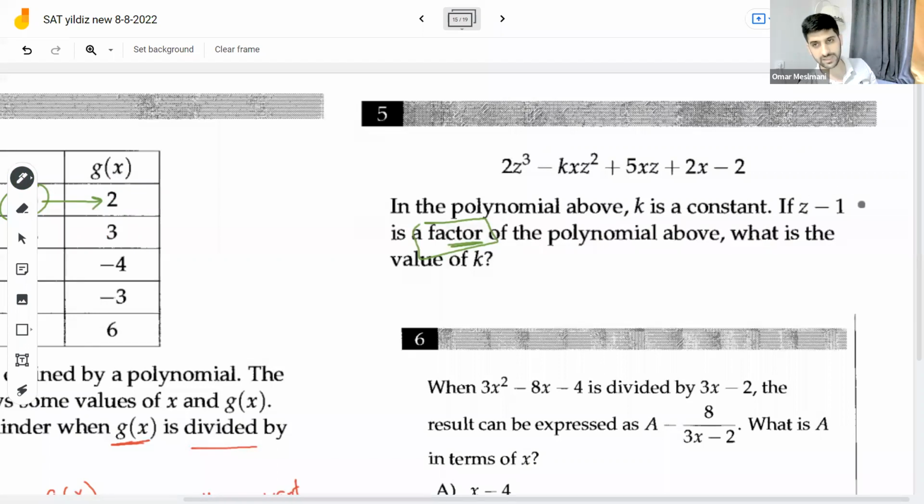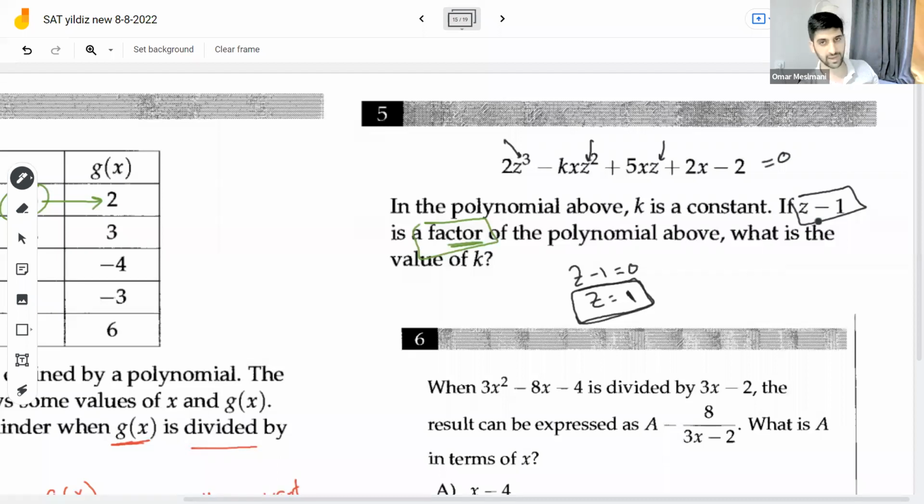You take the z minus 1 and make it equal 0, yes? And then z equals what? 1. Yes or no? Yes. It means that you take the 1 and plug it in instead of the z's we have, and then make it equal 0. That is the concept of having a factor.